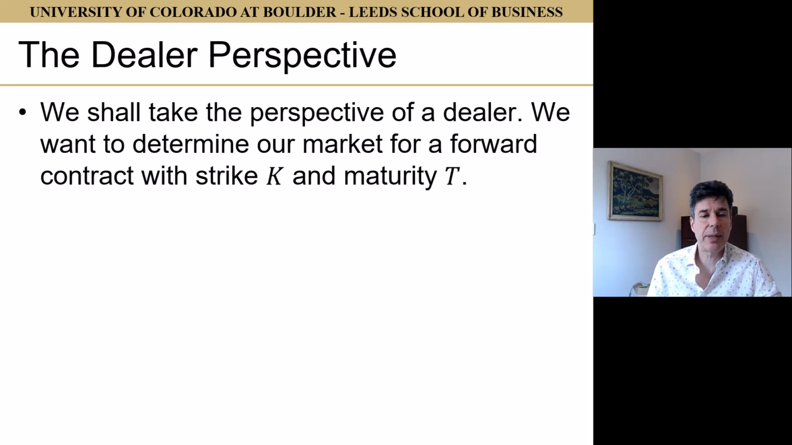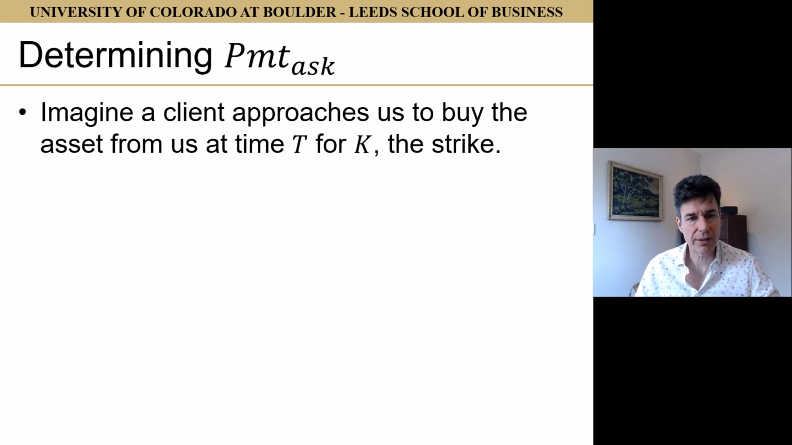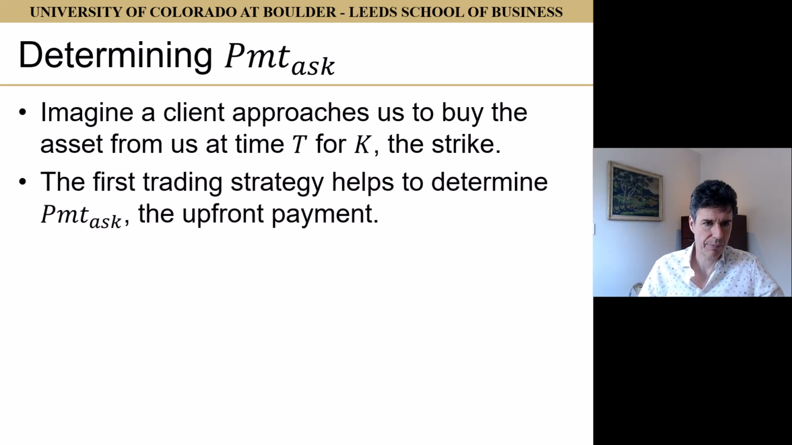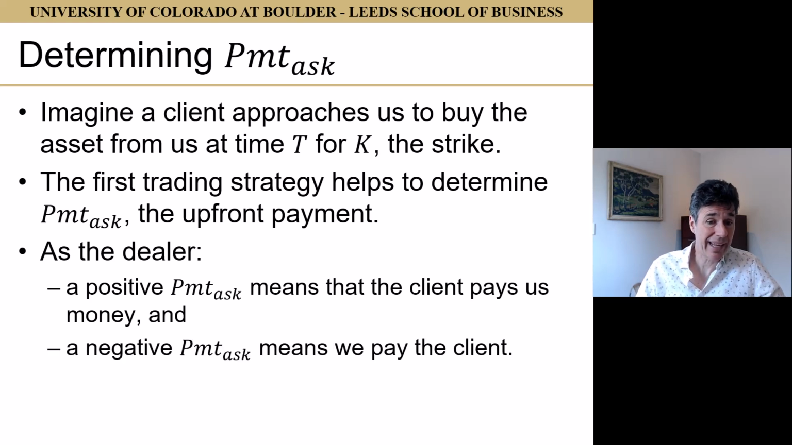Okay, let's take the perspective of the dealer. We want to determine our market for a forward contract with strike K and maturity T. We want to find the bid and ask upfront payments that one of the parties must pay to trade the contract. So we want to find first the payment ask. So the client is going to approach us to buy the asset from us at time T for K, the strike. We want to find that upfront payment, and as the dealer, a positive upfront payment means the client pays us, and a negative upfront payment means that we pay the client.